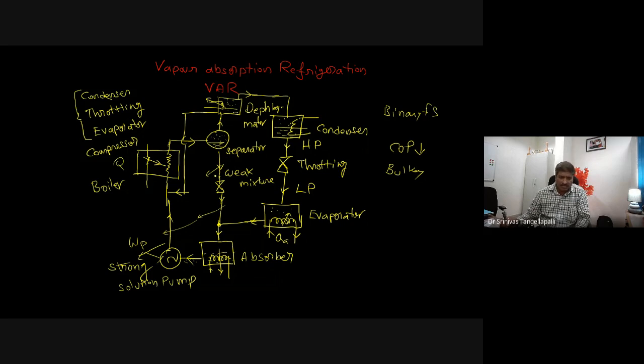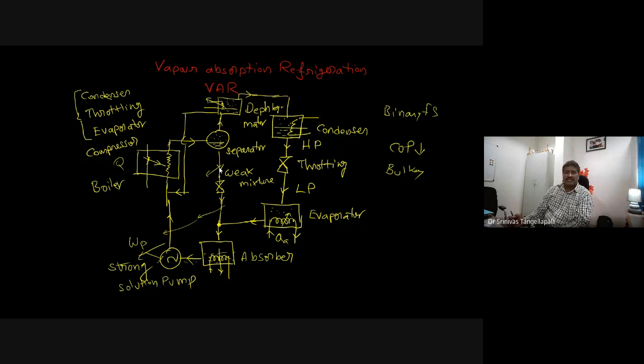I didn't show a few more, like a high temperature regenerator and a low temperature regenerator. So many extra components have been added. That's why it's costly. The size is also more, so it is unsuitable for medium and high capacity systems. For example, if I want to make a 1 ton vapor absorption system, it's difficult.